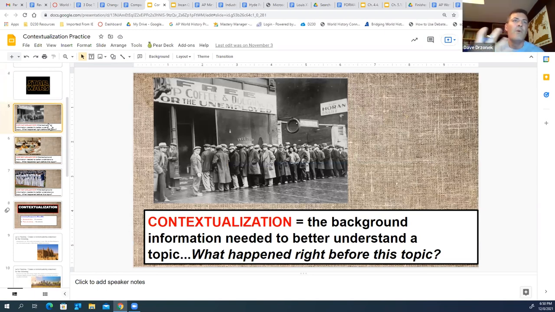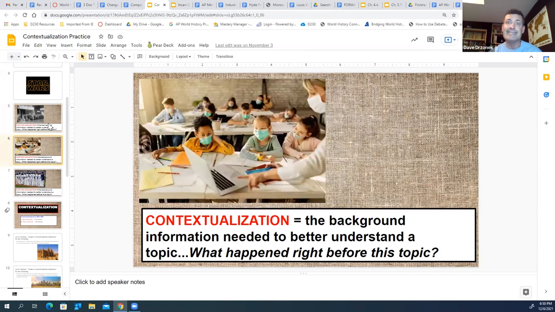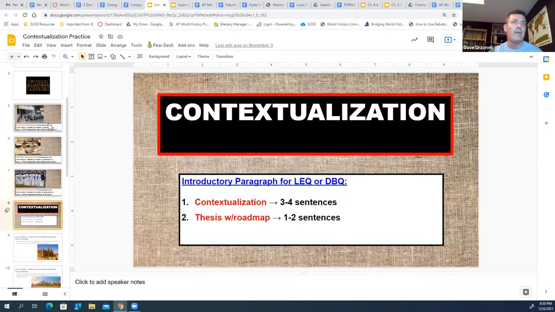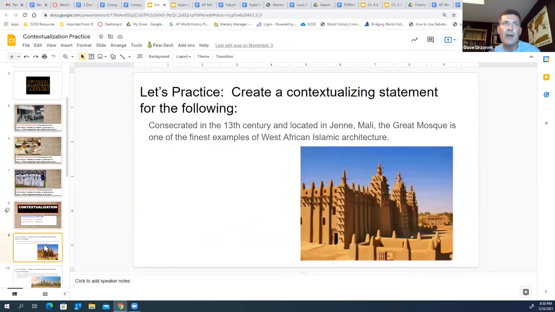Why are these people, what do you have to understand here? Well, it's the Great Depression, right? What do you understand here? The COVID pandemic. What do you understand here? The backstory of Jackie Robinson, right? And breaking the color barrier in baseball, right? And so then we revisit contextualization in their essays, and then we'll practice.